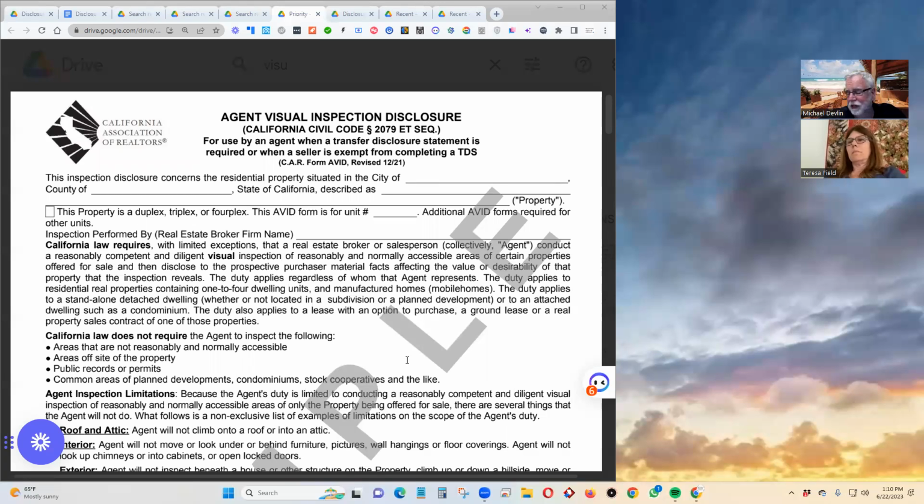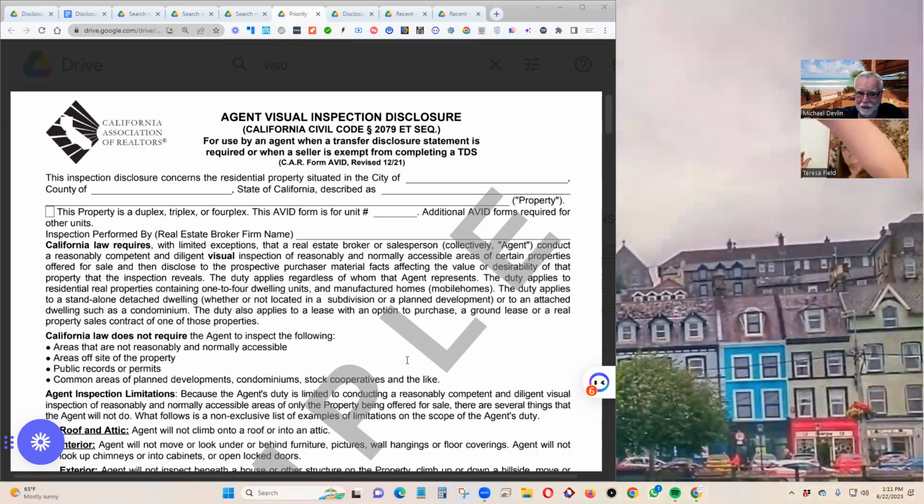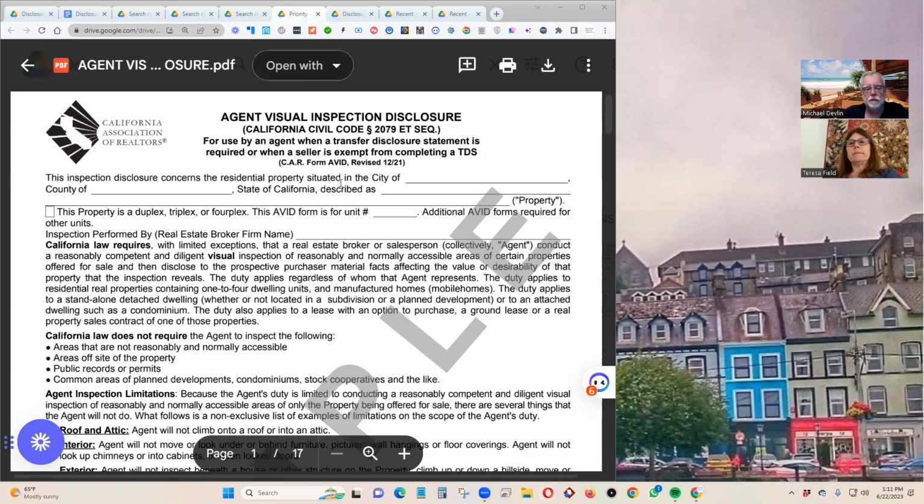Well, you still have to put it all down. So it goes beyond visual. That is correct. You have more senses than just visual, and you would have to include all those things. All right. So this is the inspection disclosure concerning the property.